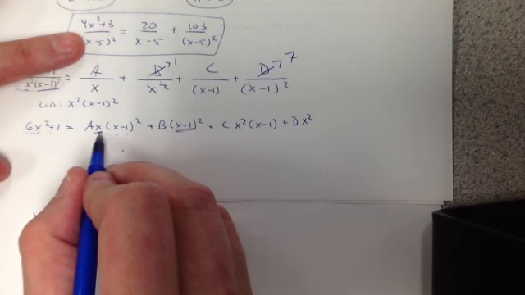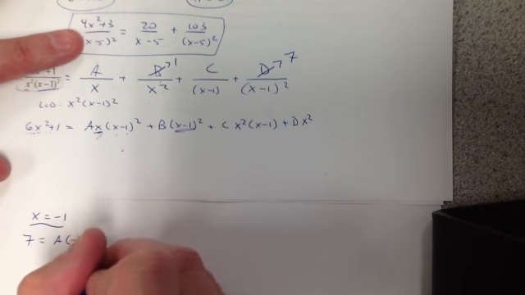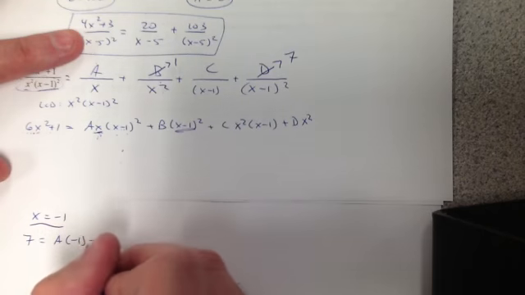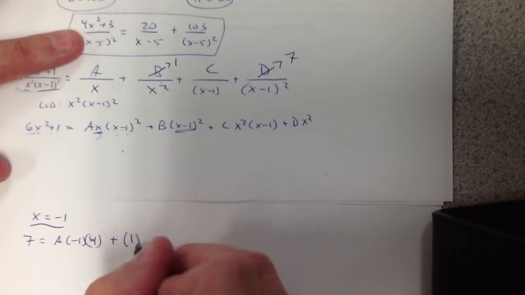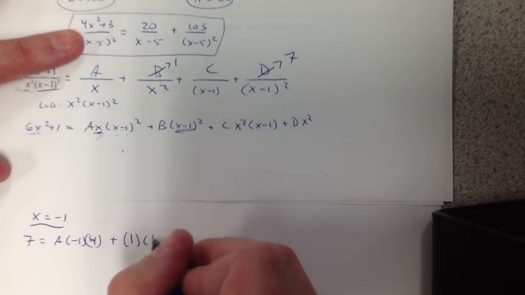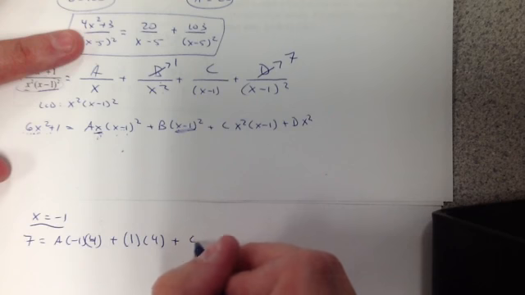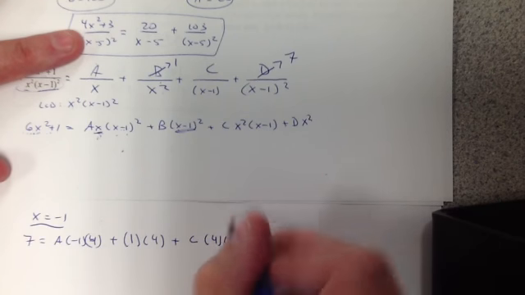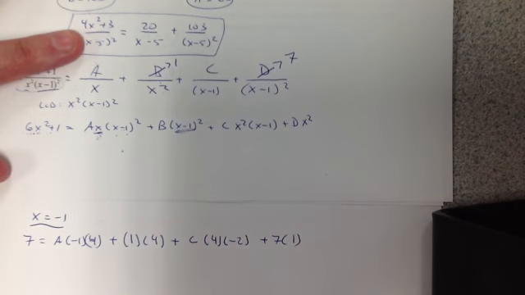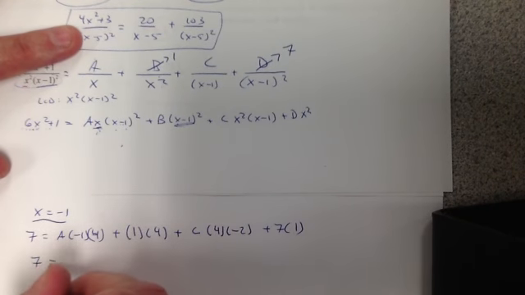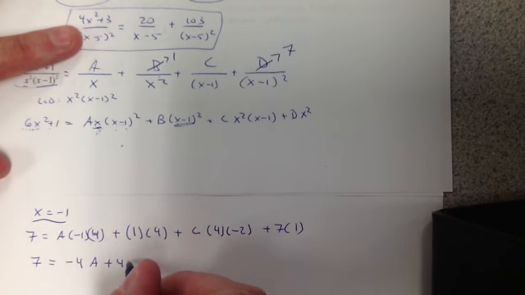But when I plug a negative 1 in here, I'm going to get A, negative 1 times, what's that? 4. Very good. Plus B, we already know B is 1. Negative 1 minus 1 squared is 4. C, we don't know what C is, but we're going to get 4 times negative 1 minus 1, negative 2. And D, we know is 7, and that's just going to become 1. Clean it all up. 7 equals negative 4A plus 4 minus 8C plus 7. Notice we have two variables here.